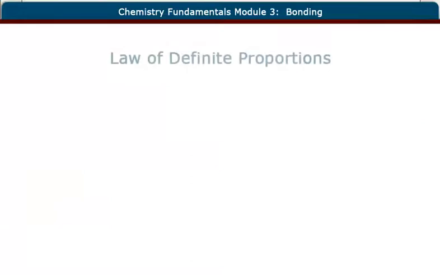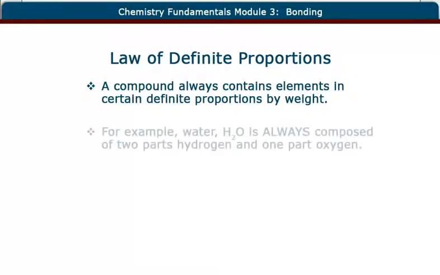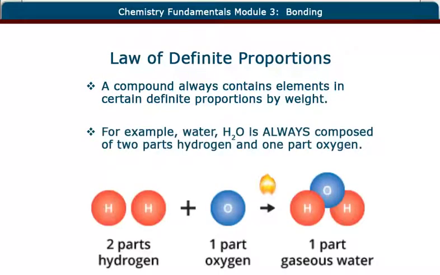The law of definite proportions states that a compound always contains elements in certain definite proportions by weight. For example, water, H2O, is always composed of 2 parts hydrogen and 1 part oxygen.